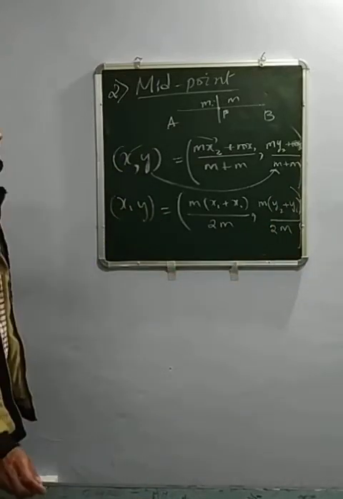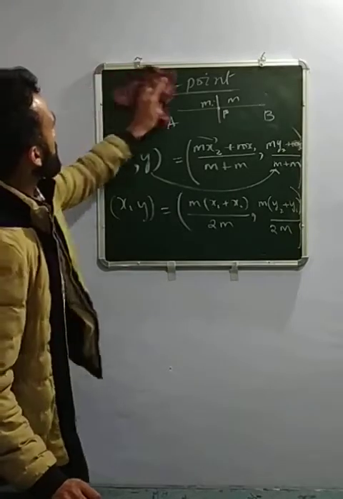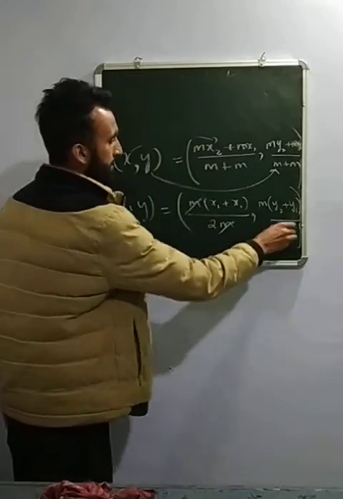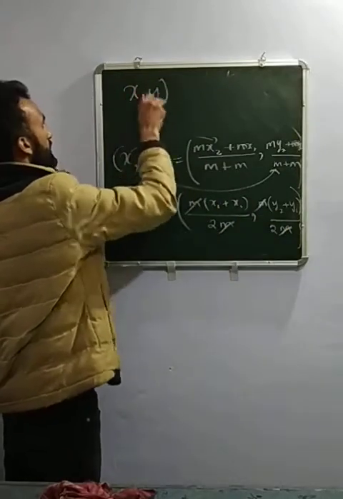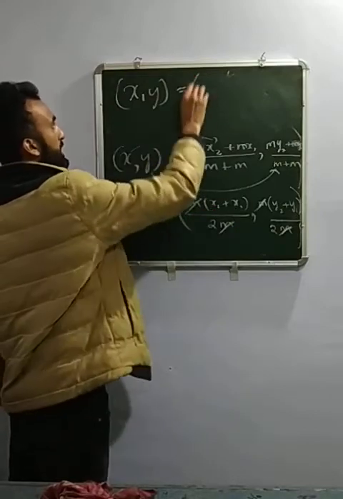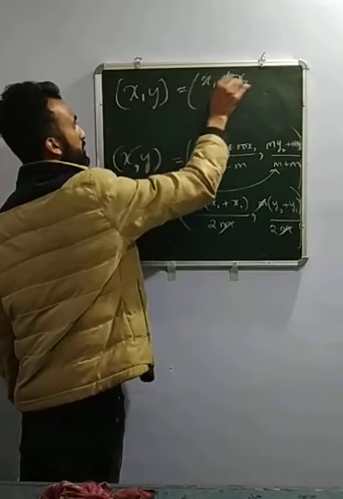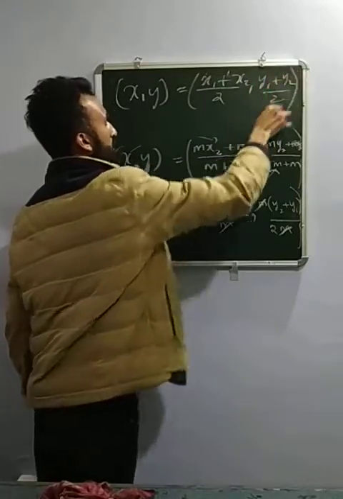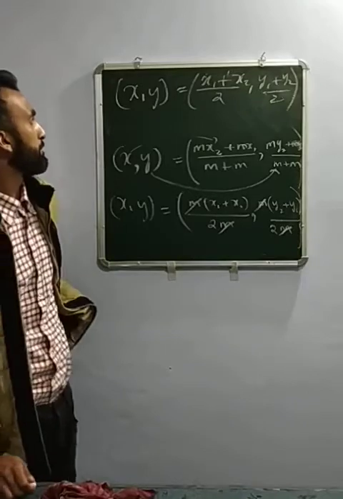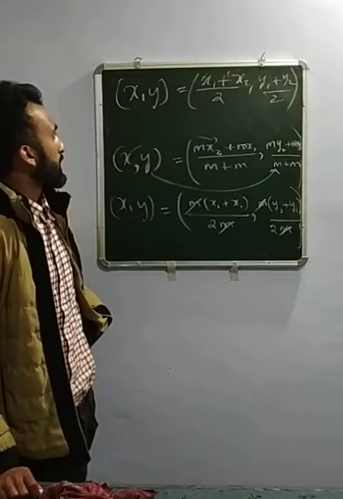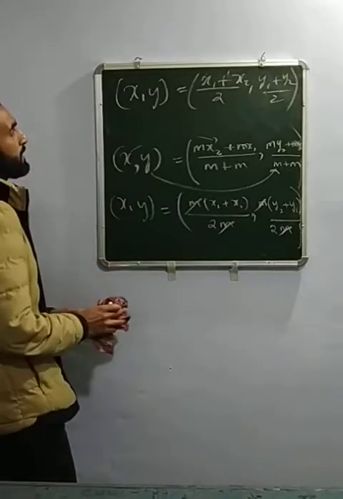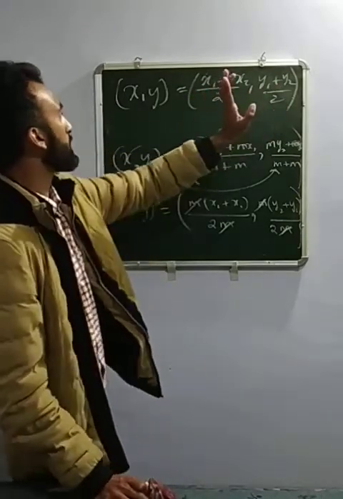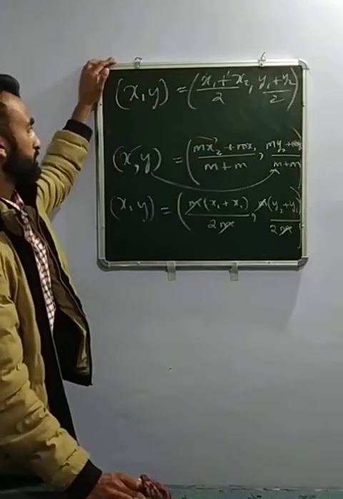So up to here clear? Now check, this m and m cancel, this m and m cancel. So x comma y is nothing but x2 plus x1, I can simply write x1 plus x2 divided by 2 comma y1 plus y2 divided by 2. This is called the midpoint formula. So if something is in the middle, you just have to add the x coordinates and divide by 2, add the y coordinates and divide by 2. Simple. It's very easy.